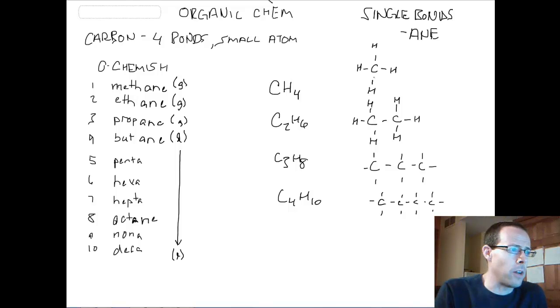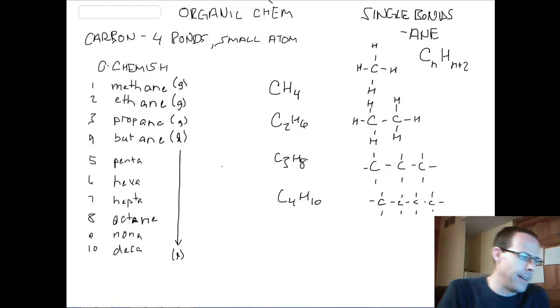The last thing: we're talking about anes here, or single bonds. They always have this relationship for their C's and their H's. If we know the number of carbons, which is just some number n, the number of H's is always 2n plus 2. So if we had 20 carbons in a row, something that was C20, I would not know how to name this, but I could very easily find that we do 20 times 2, which is 40, plus 2 would be 42.